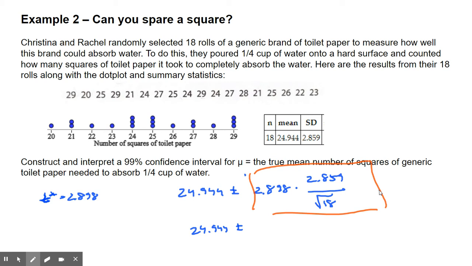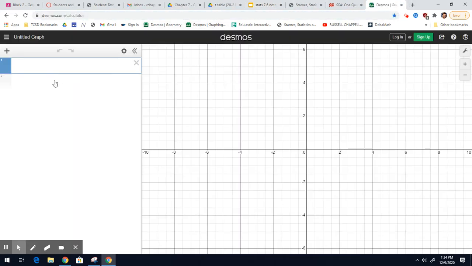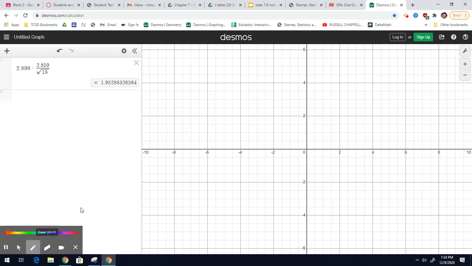So I'll do that with you here. Let me take a picture because those decimals are hard for me to remember. There we go. Okay. So we're going to go away from this to the graphing calculator. So 2.898 times this fraction of 2.859 over the square root of 18. And there's my margin of error. I'll go 3 decimals because that's what my measurement is. So right now I have 24.944 plus or minus 1.953. Right, that 2 gets rounded up to 3 by the 8.